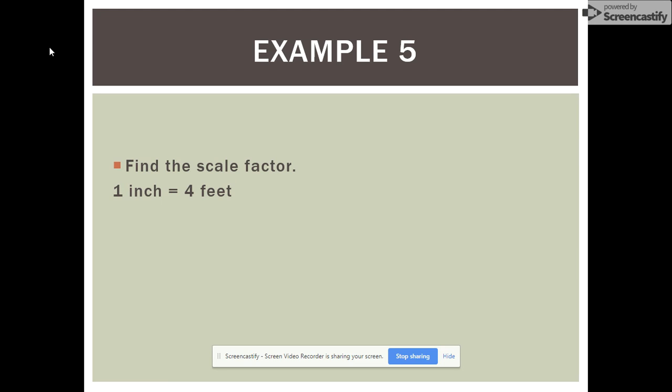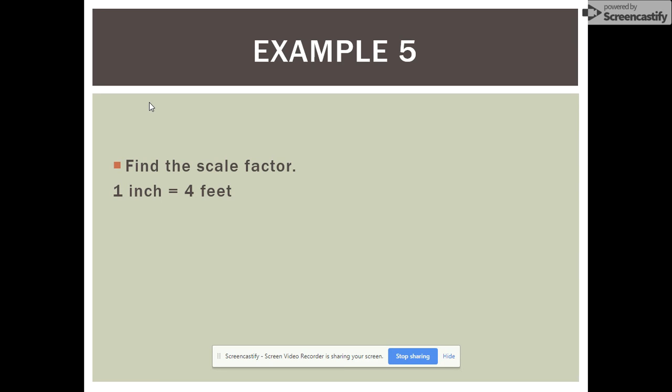Well, this is a similar problem, but part of the issue here is that with scale factor, if you remember from the material that we covered just before this, we were given two shapes, but we could assume that they had the same units. So part of the problem here is that I have 1 inch and 4 feet.